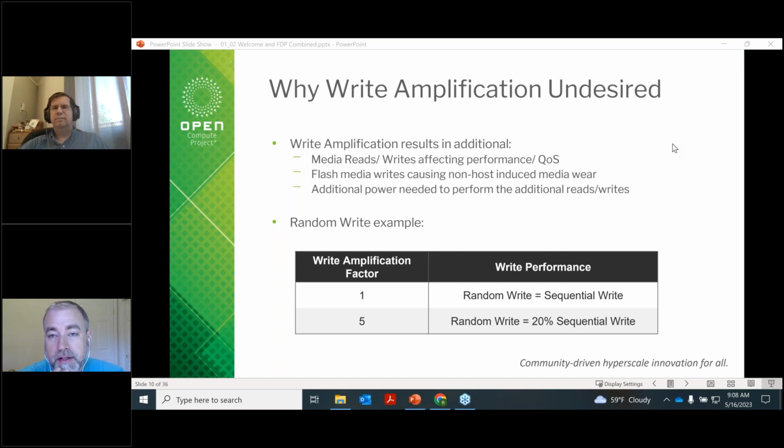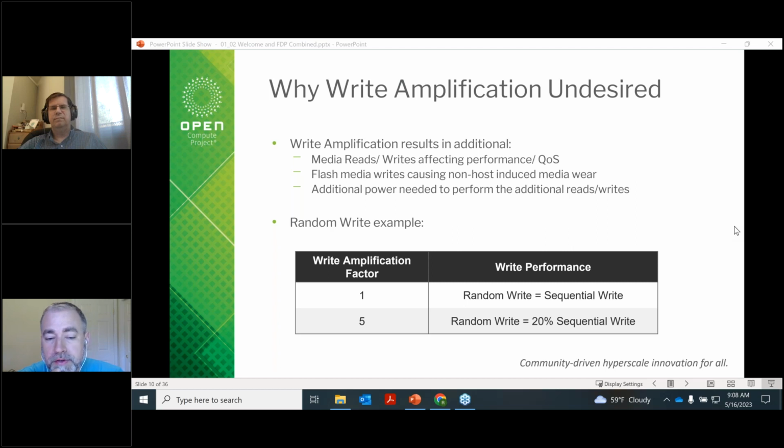There's also an impact on media wear out, right? Those extra writes are taken out of the total lifetime of the flash memory cells. In addition, there's extra power. Writes are power intensive, and so running with a higher write amplification results in more power consumption and more TCO.